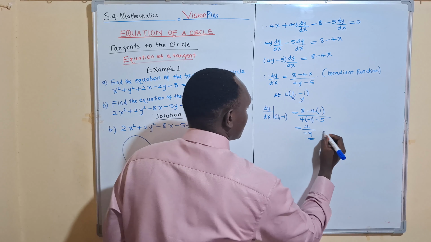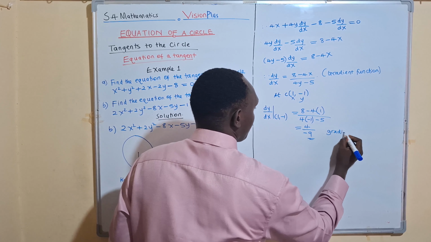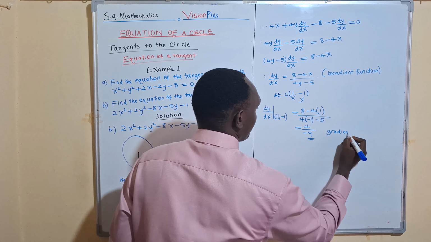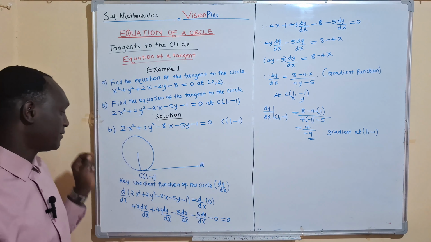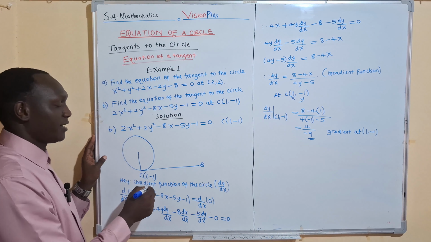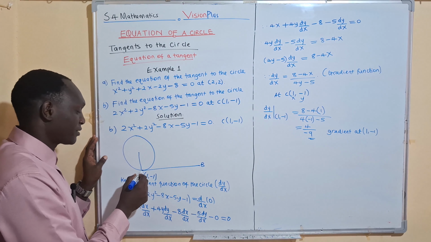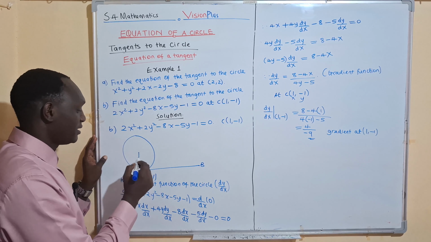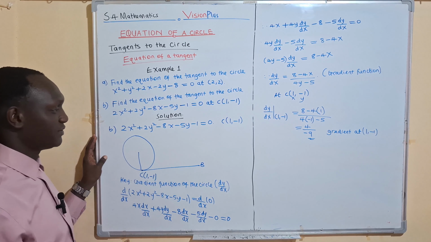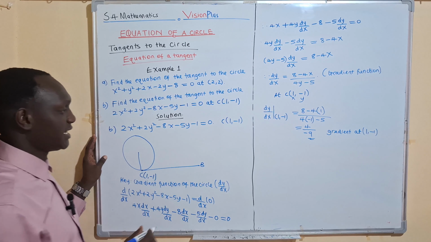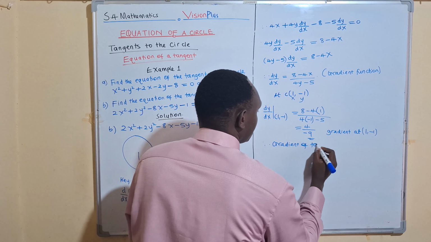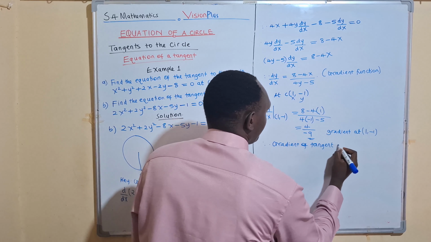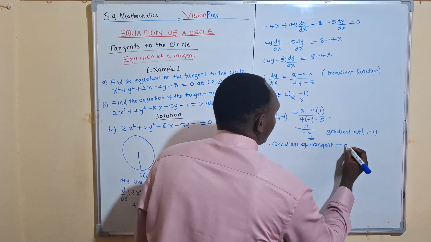So this is the gradient of the circle at which point? At point (1, negative 1). That is the gradient of the circle at point C, which is (1, negative 1). At the same point C, the gradient of the circle is the same as the gradient of the tangent. Therefore, the gradient of the tangent is going to be the same value, which is negative 4 out of 9.